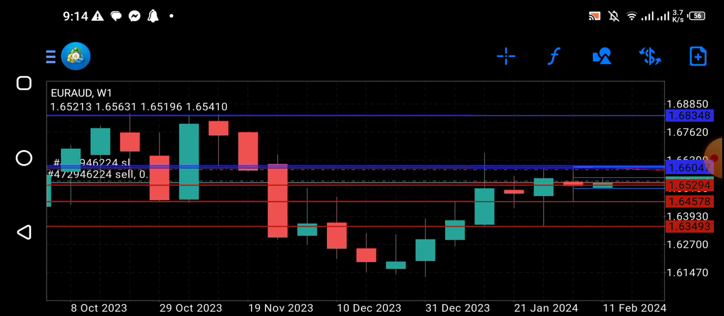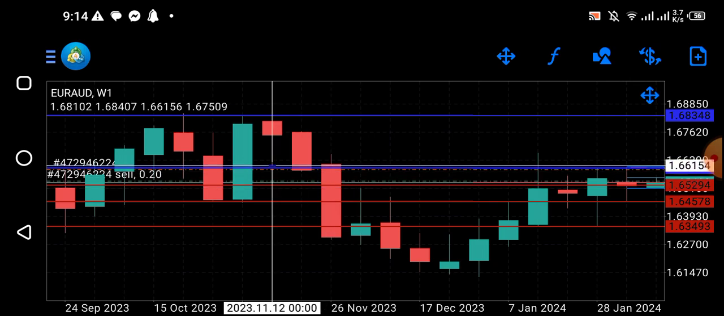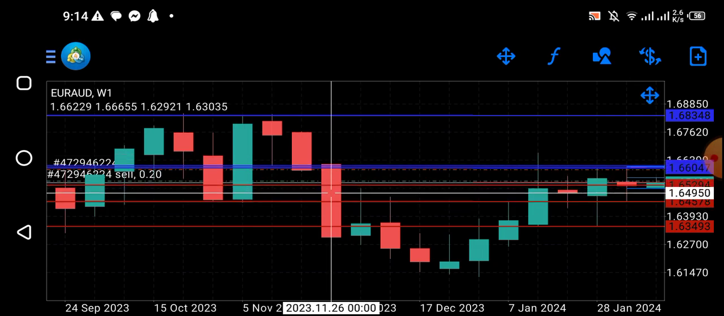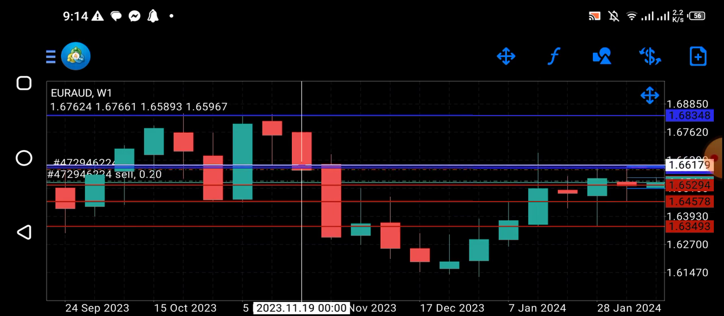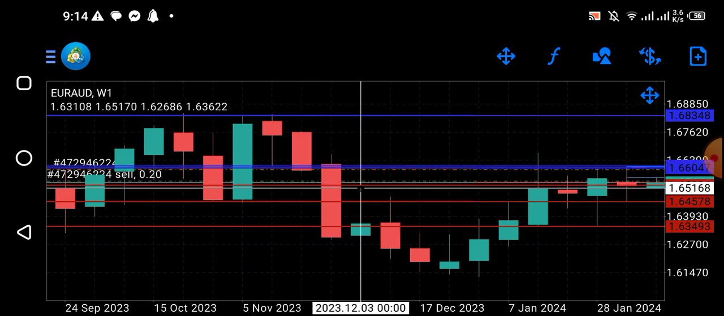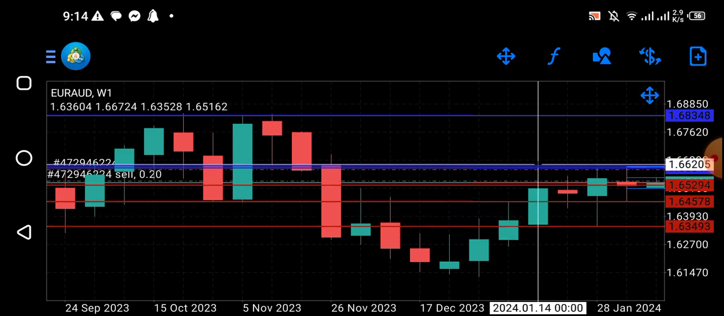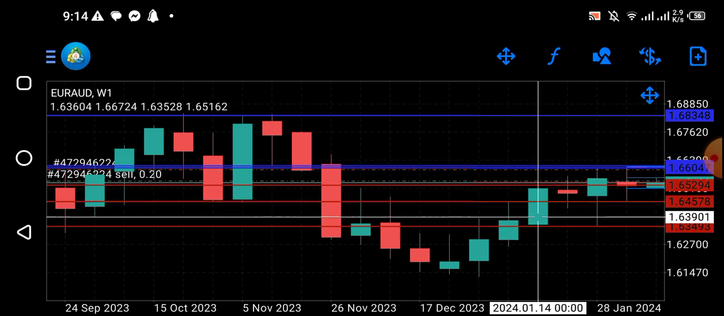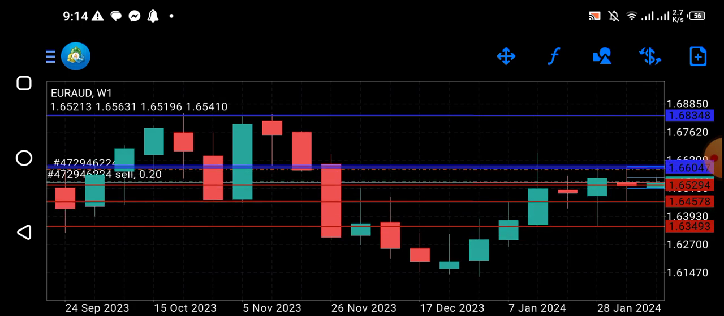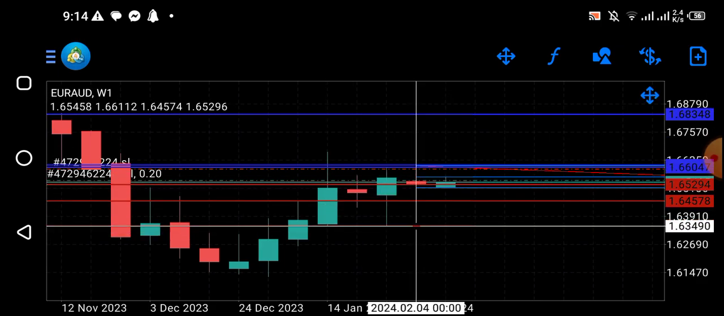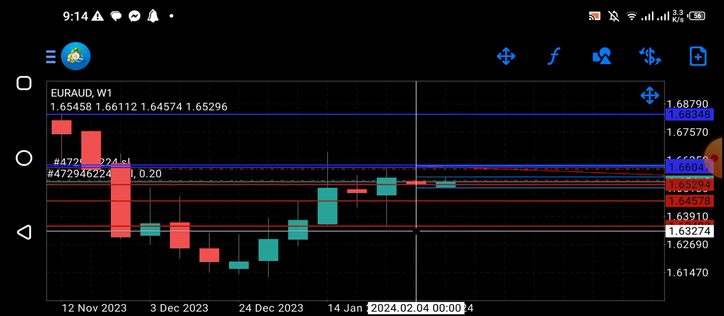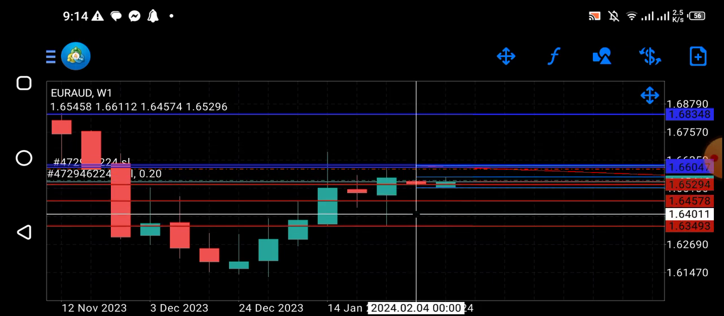As you can see on the weekly time frame, a fair value gap was created, the gap in between the low of this candle and the high of this candle. That gap has been filled, and at that level there was a strong rejection. We've had several candlestick patterns indicating a change in trend from bullish to bearish. Last week's candle closed as a spinning top, which indicates a change in trend from bullish to bearish.